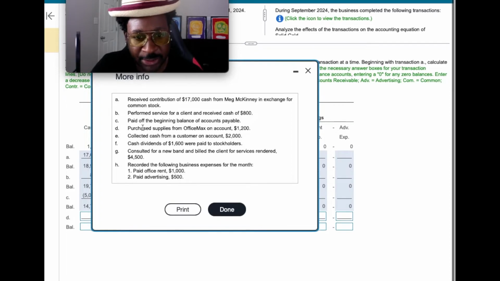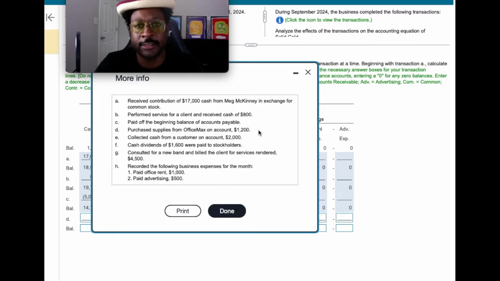It tells us purchase supplies from Office Max on the account, $1,200. What are the keywords, gang? Purchase supplies on the account. So we already know purchasing supplies. Supplies are assets. So our assets are going up in the business, thus increasing our asset supply account by the $1,200. But since it was bought on an account, we have to recognize that we still owe. And because we still owe, a liability must be created. What a liability? Accounts payable.